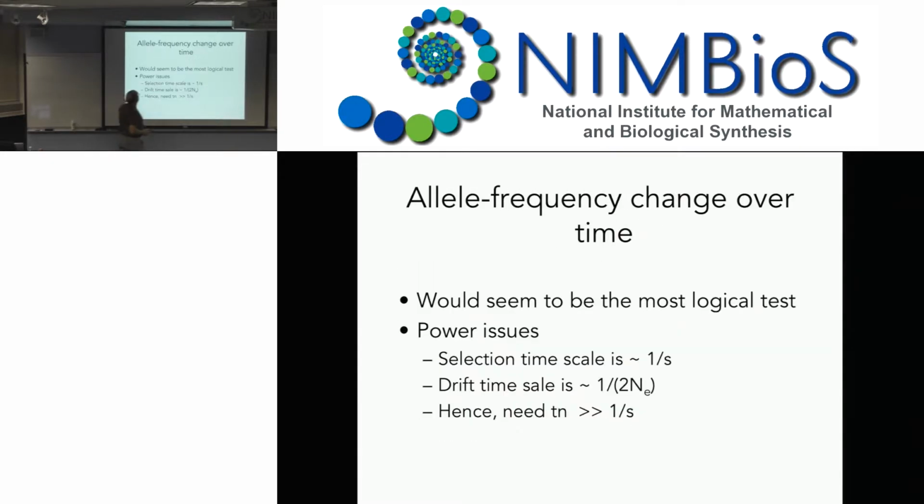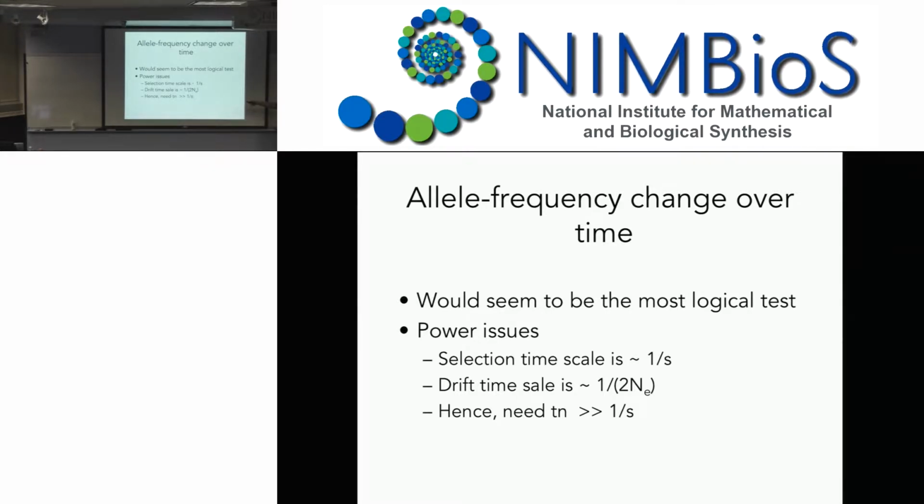Okay. So let's look at allele frequency change. This is the most logical test, right? I sample a population, maybe do a selection experiment, come back later. I look for alleles that have changed excessively. Excessively means changed more than I expect from drift, or conversely, since drift causes allele frequencies to change, alleles that change less than I expect from drift. There are power issues, especially on less than you expect from drift.